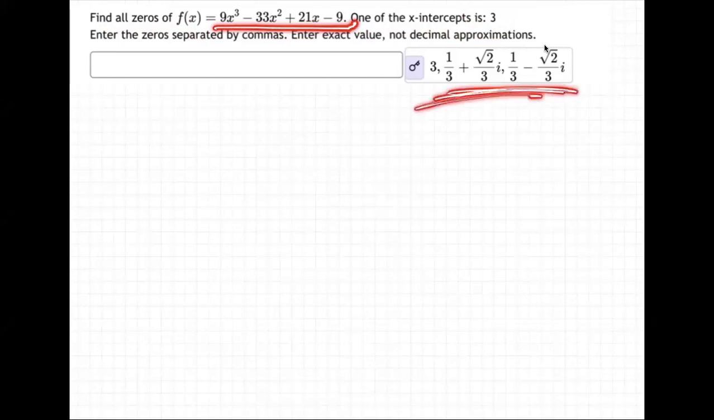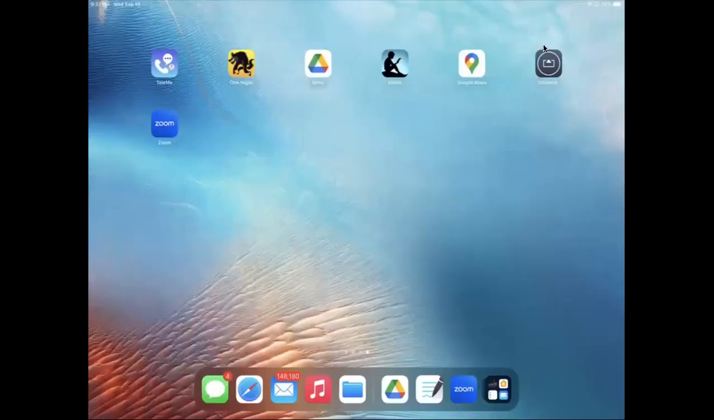By the way, there's the answers already. But how do we find this? Well, let me show you. So one thing I'm going to do is I'm going to first show you this thing graphed on desmos.com. Let me show you that.